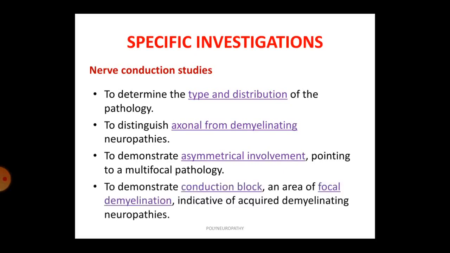Then you will also be able to demonstrate conduction block or focal demyelination. Conduction block means the impulse distal to this block is passing properly, but whenever it is coming from the proximal side, it will be very difficult for that impulse to cross this block. Clear? For example, carpal tunnel syndrome. If the patient is suffering from carpal tunnel syndrome, distal to the compression nerve conduction is normal, but when you stimulate proximally and record distally, conduction block will be found. So the area of focal demyelination you can also identify by different techniques in nerve conduction velocity.